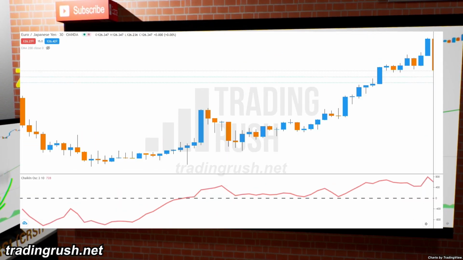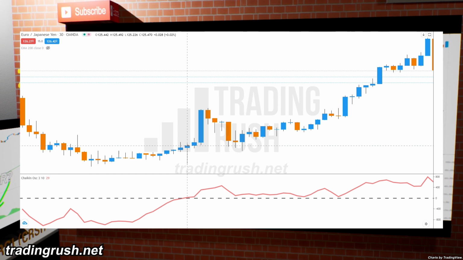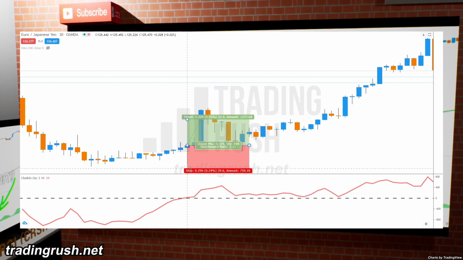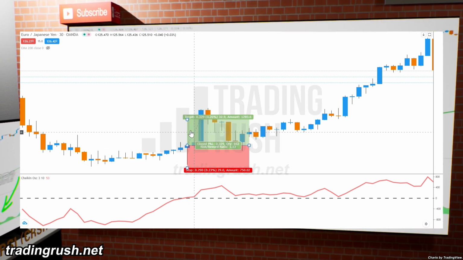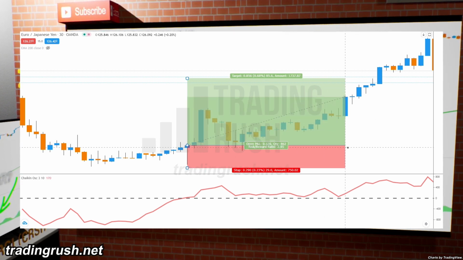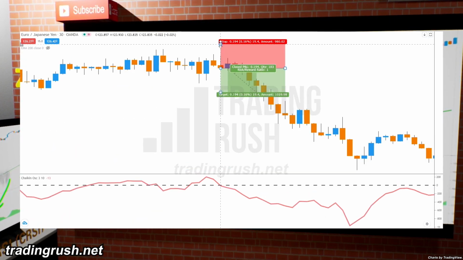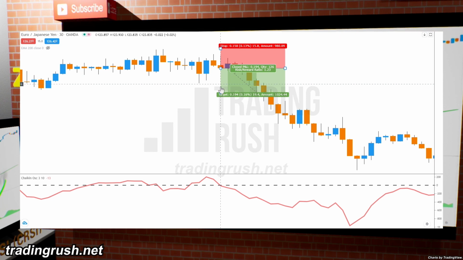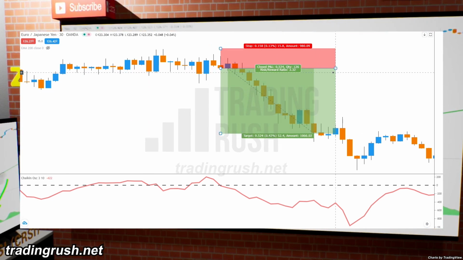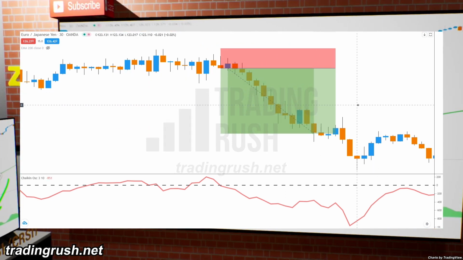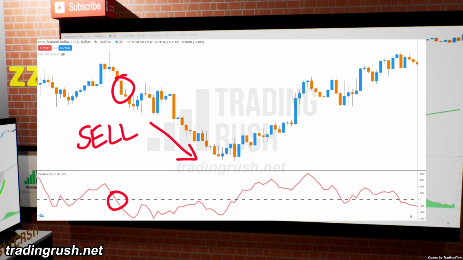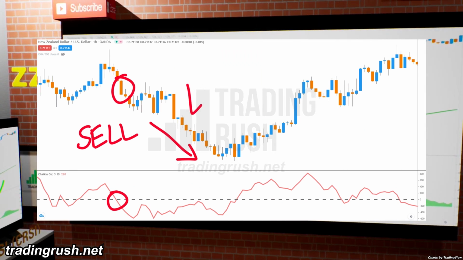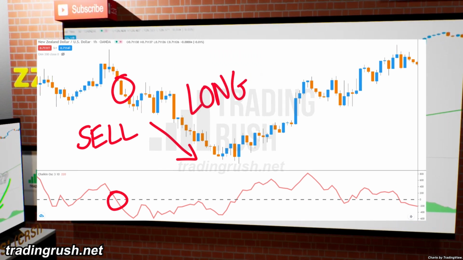In this example, the Tchaikin Oscillator crossed above the zero line. So entry is at the first candle that closed above the zero line of the Tchaikin Oscillator. And in this example, the Tchaikin Oscillator crossed below the zero line. So entry is when the first candle closes below the zero line. But what about long term? Will this indicator work in the long run?